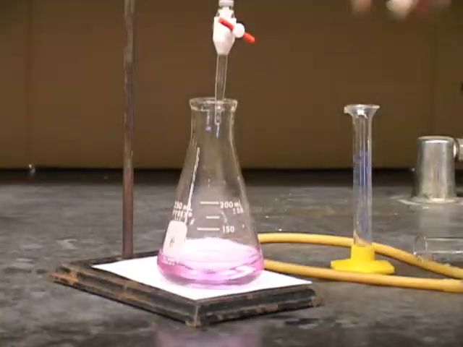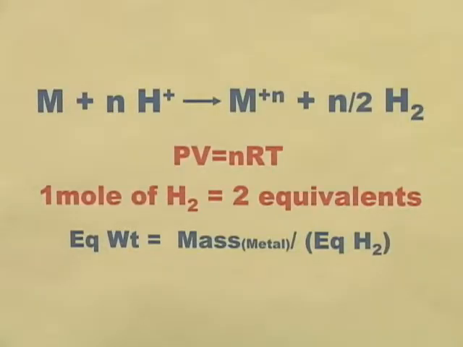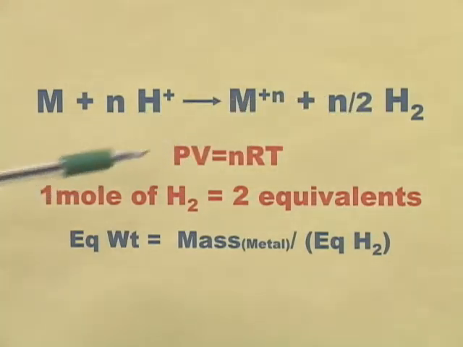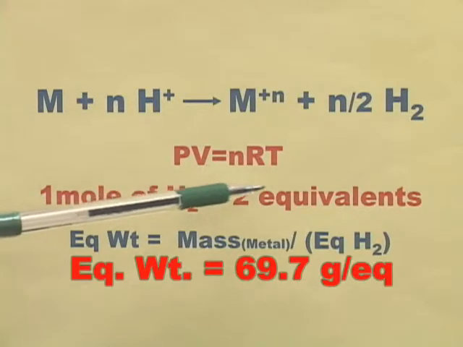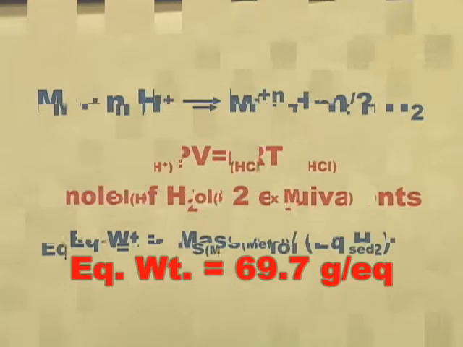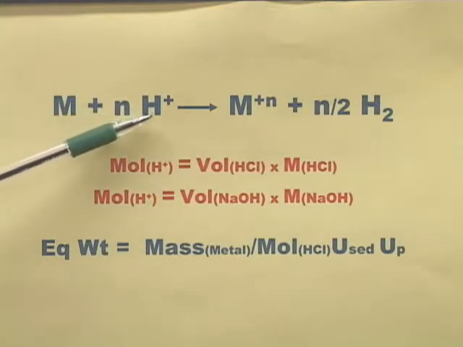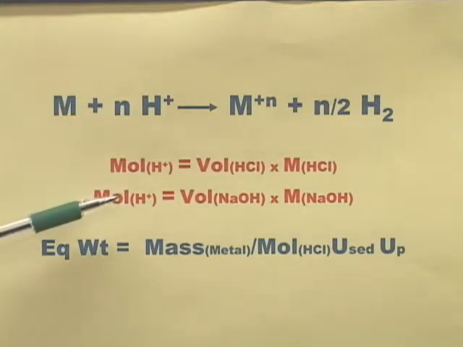In the calculations, you will determine the equivalence used two different ways. First, using the amount of hydrogen gas liberated and the ideal gas law. Now remember, 1 mole of hydrogen gas is 2 equivalents. You will also determine the metal's equivalent weight from the equivalence of hydrogen ion used up in this reaction.